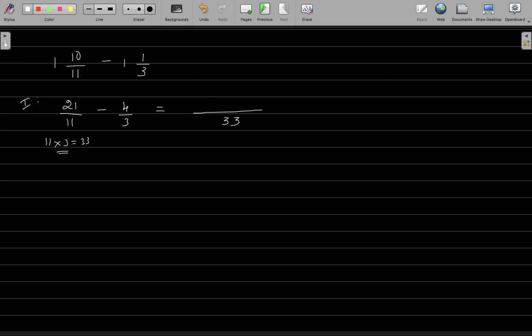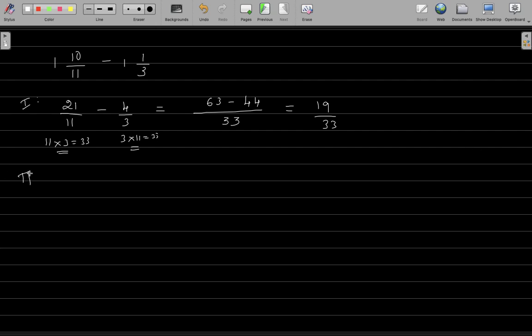21 times 3 is 63 minus. Now 3 times 11 gives you 33. Multiply the numerator also with 11. That should give you 44. 63 minus 44 is 19. So your answer is 19 by 33. Now because this is a proper fraction, you cannot further write it into mixed fractions.